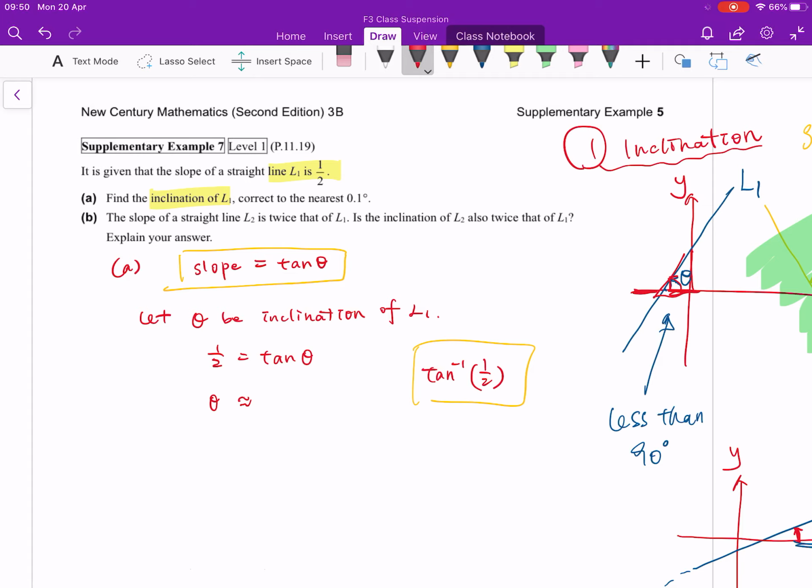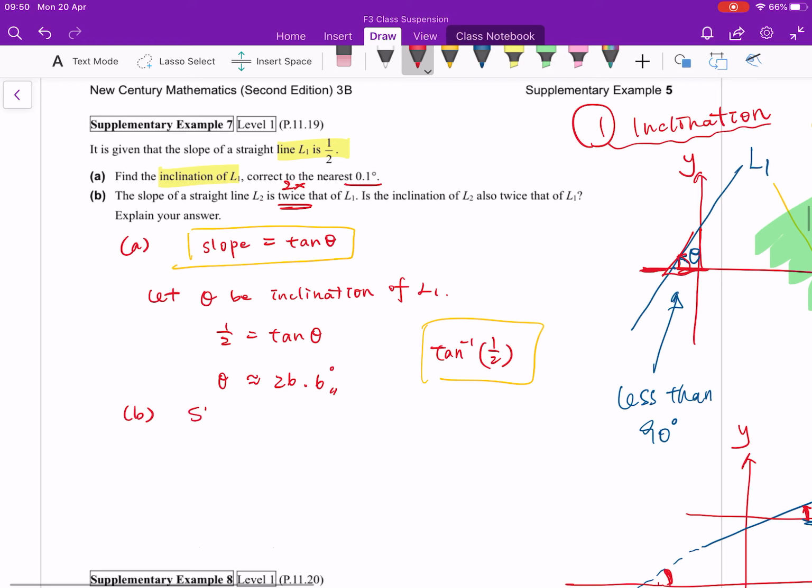You may find that the answer is this one. Correct to 3 significant figures if it is not stated. Oh, no, sorry. It's stated near 0.1 degree, so 26.6. And then for part B, if the slope is twice, meaning 2 times of L1, is the inclination of L2 also twice of that of L1?